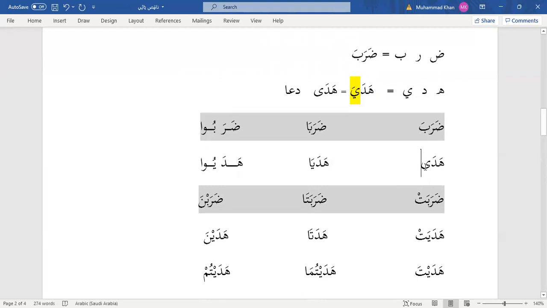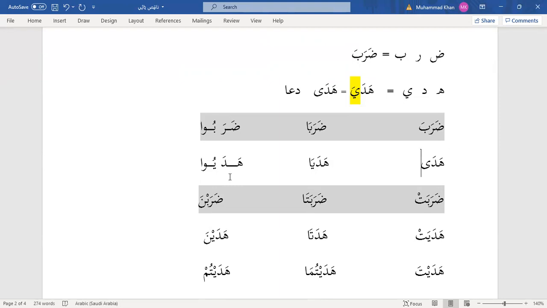And basically, this is the same change that took place for da'a. Naqis wawi, it's the same change. The same change will take place, okay? The second one, no change will take place. So the second one will be hadaya. And the third one, now inshallah, you will tell me which change has to take place over here.